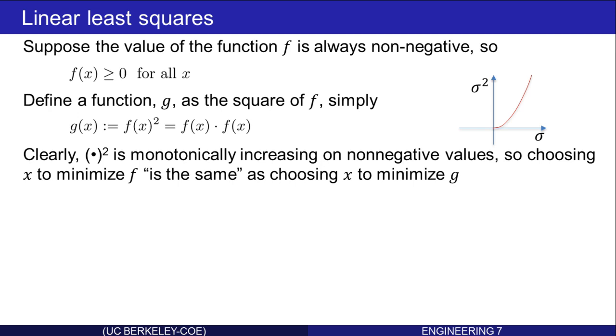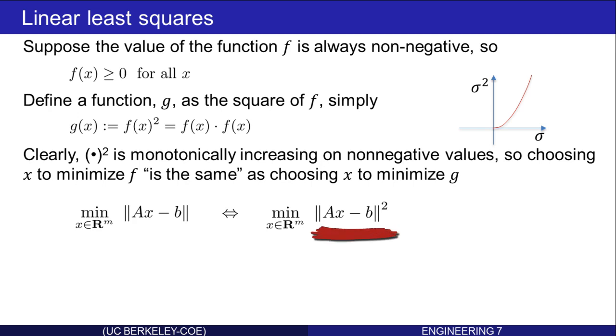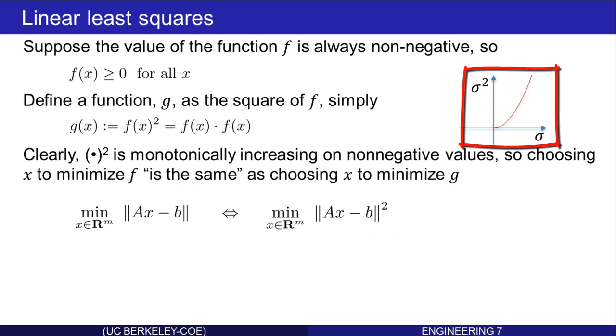That shows that if we choose x to minimize f, it's really the same as choosing x to minimize f squared, or g. So with that in mind, our least squares problem, choose x to minimize the norm of Ax minus b, can be thought of as choose x to minimize the square of the norm of Ax minus b. Any x which minimizes the right-hand side here will also minimize the left-hand side here, because the function which squares its argument is monotonically increasing.